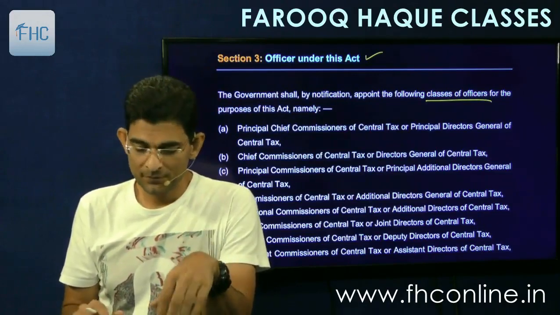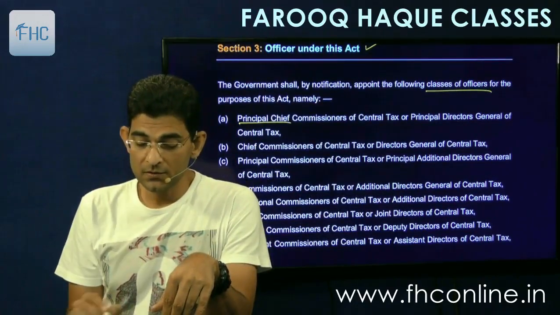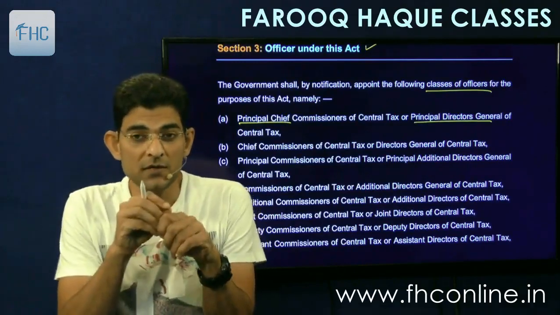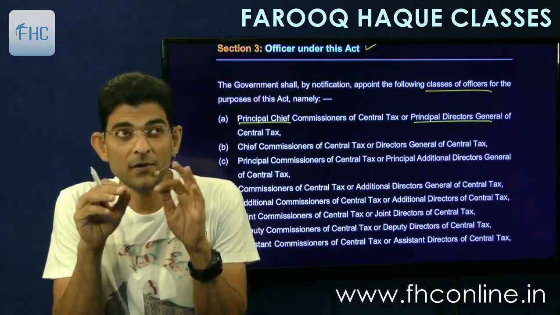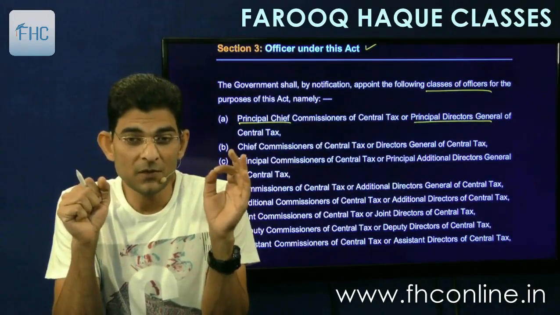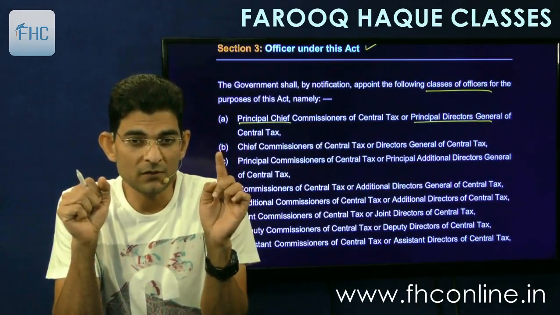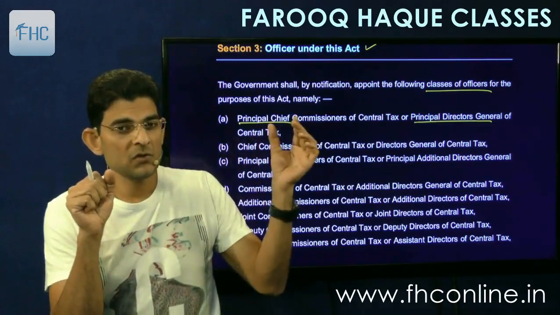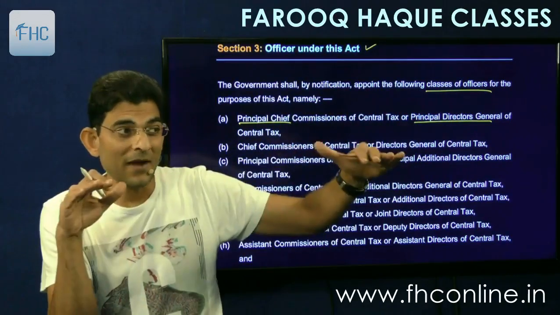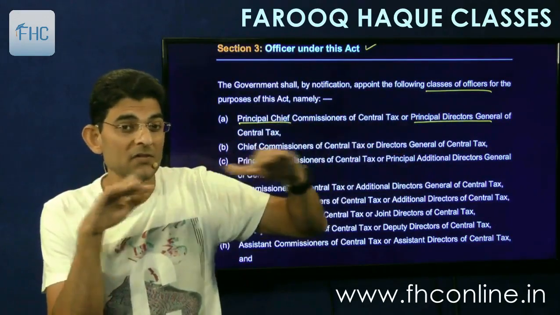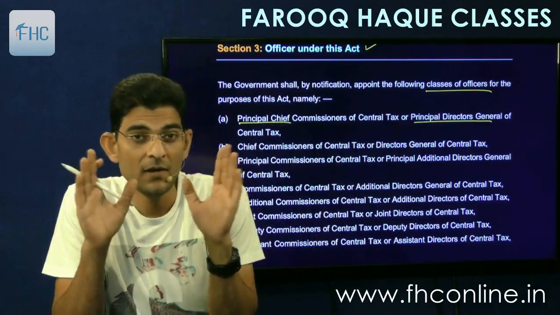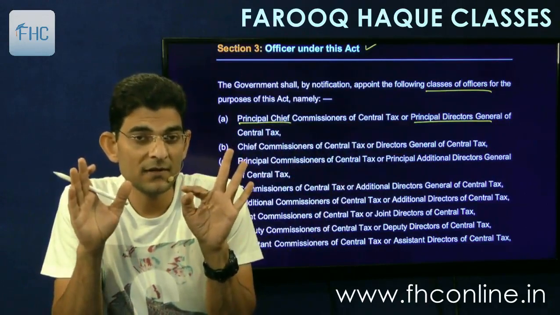So let's see. Principal Chief Commissioner or Principal Director General of Central Tax. This is the topmost officer, like the CEO of a company. Chief Commissioner and DG are of the same rank. They are given together in A, meaning they are of the same rank, but they belong to two different wings. We have in all three wings in the department.